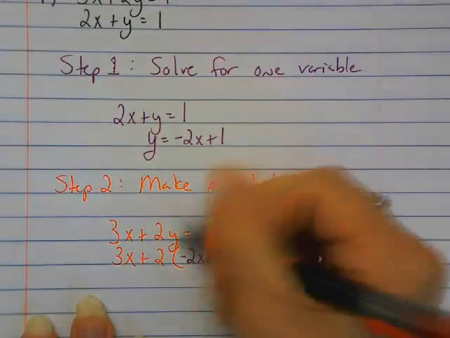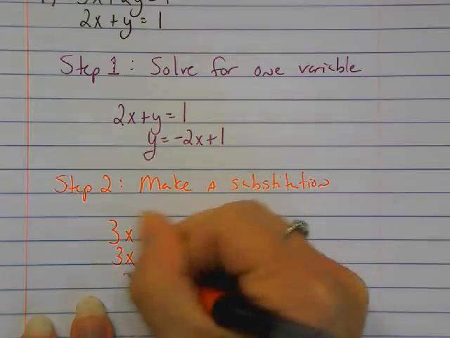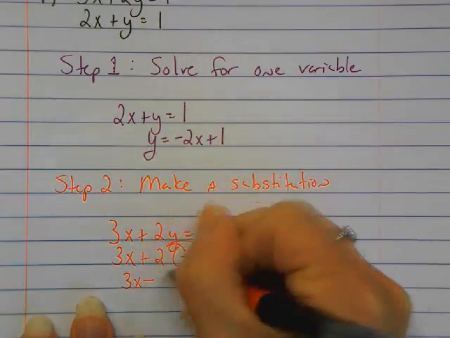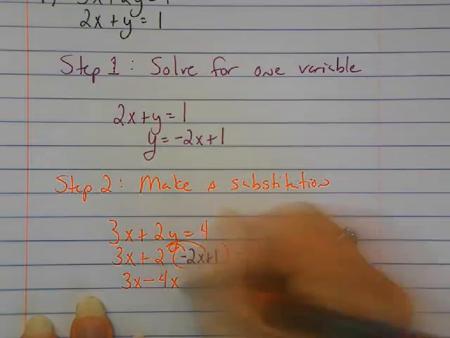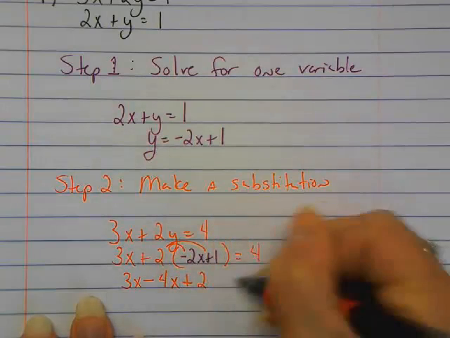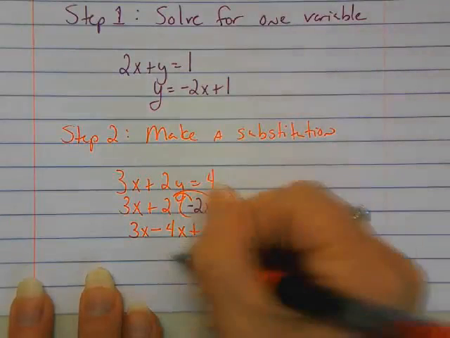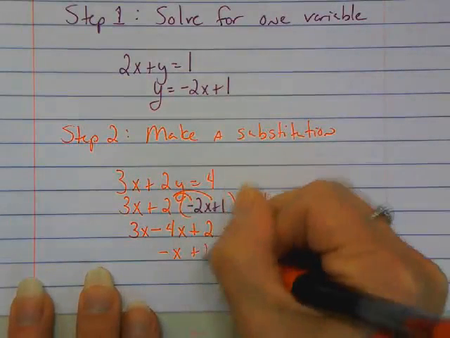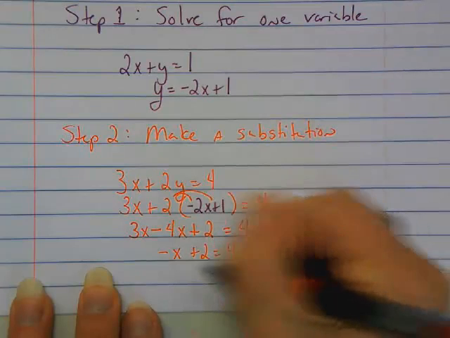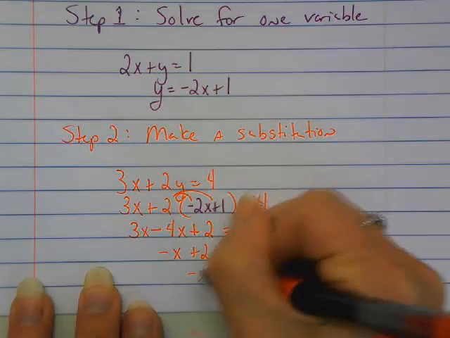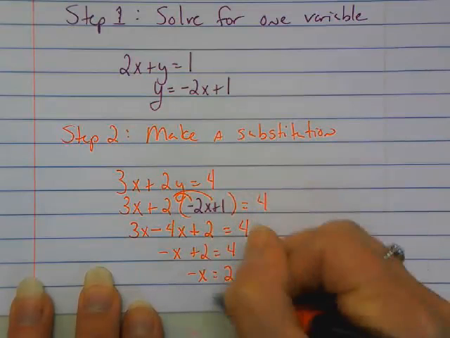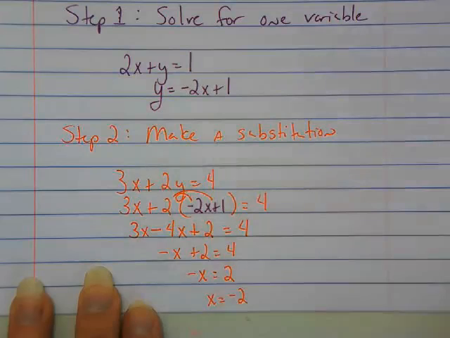Now we have one variable and one equation, so we're able to go ahead and solve it. So the first thing I'm going to do is distribute. So I get 3x minus 4x plus 2 equals 4. And now you're just again solving a linear, so I get negative x plus 2 is equal to 4. So I'm going to subtract the 2 from both sides. Negative x is equal to 2, so x is negative 2.